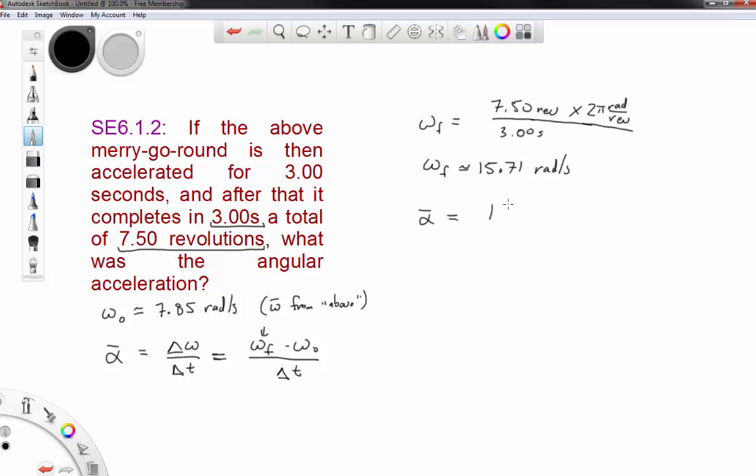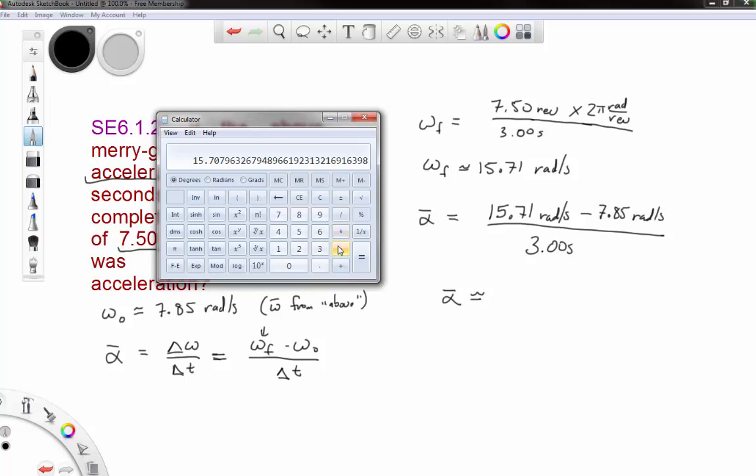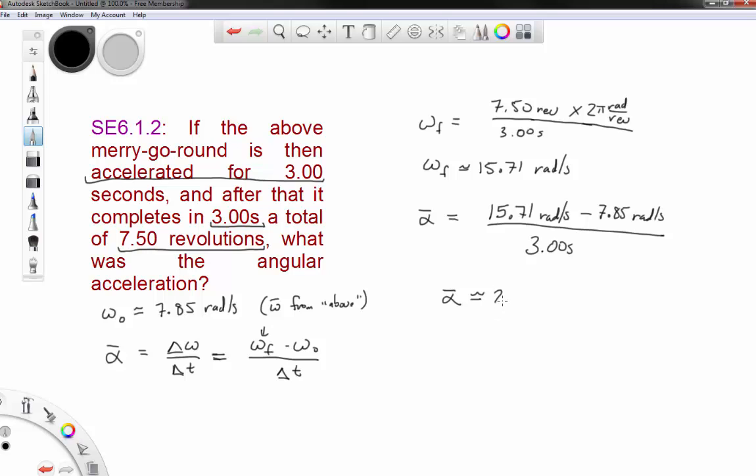Okay, now we can find this average angular acceleration. We just found that the final is 15.71 radians per second. We found in the previous problem that the initial is 7.85 radians per second. So we're going to divide that difference by the time that it was accelerated for. It's accelerated for 3 seconds, so 3.00 seconds. That means the angular acceleration is, let's pull up our calculator, the final one, take away the initial one, 7.85, and then divide that by 3. And so you get 2.62, basically. So alpha is 2.62 radians per second squared.